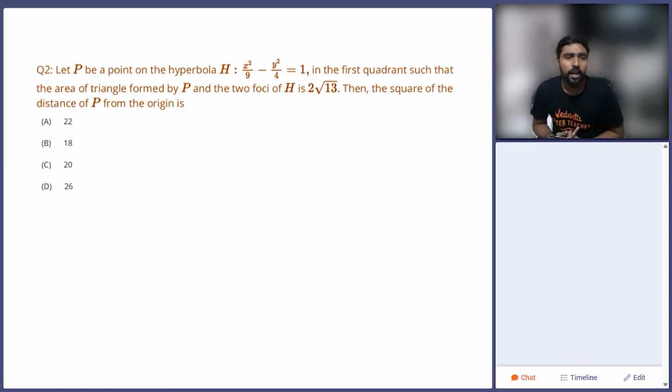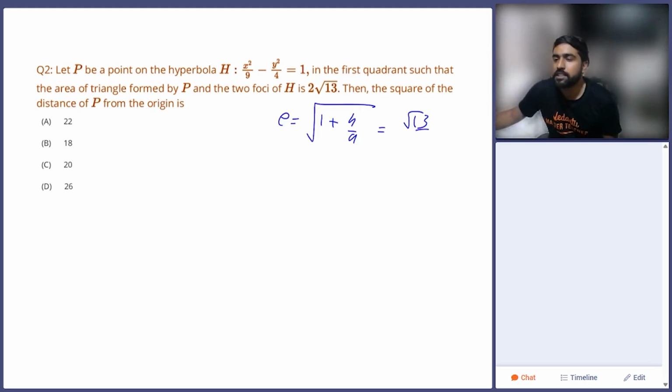What do you have? P is a point on the hyperbola x square upon 9 minus y square upon 4 equals 1 in the first quadrant, such that the area of triangle formed by P and the two foci of the hyperbola. Oh, this is a very simple question. You just need to get the foci over here. So for that we need eccentricity. What is eccentricity? It is root of 1 plus 4 by 9, which is equal to root 13 by 3 is your eccentricity.